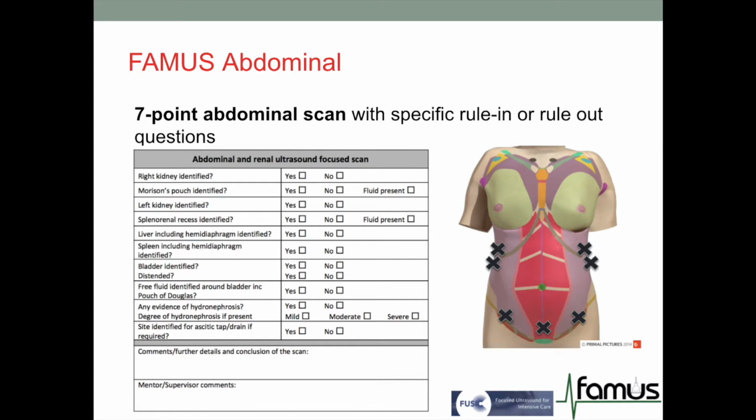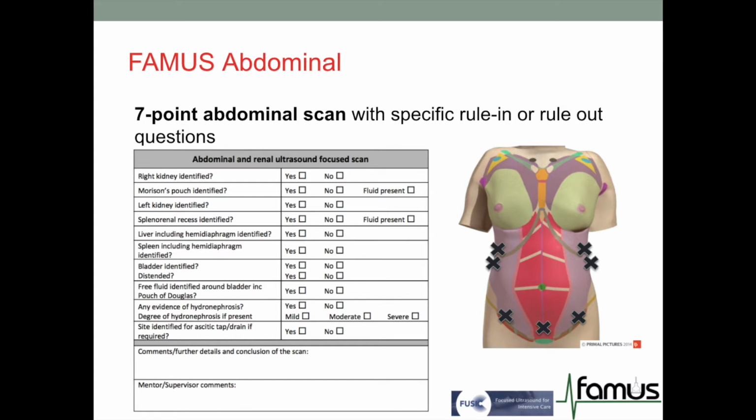These questions are clearly displayed in this slide, in the template of the abdominal report of the FAMOUS study of the abdomen. They are related to the main organs that need to be identified, which are the kidneys, the spleen, the liver, the hemidiaphragm surrounding the liver on one side and the spleen on the other, and then the virtual spaces of Morrison, of the splenorenal recess on the left, and of the Douglas pouch.